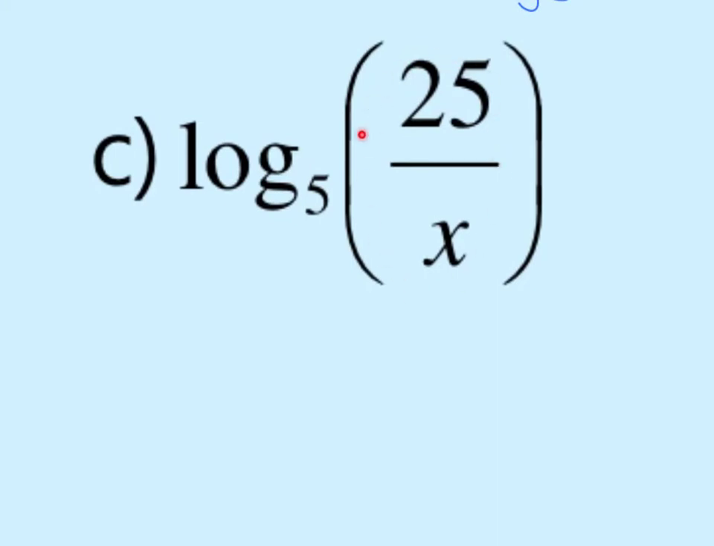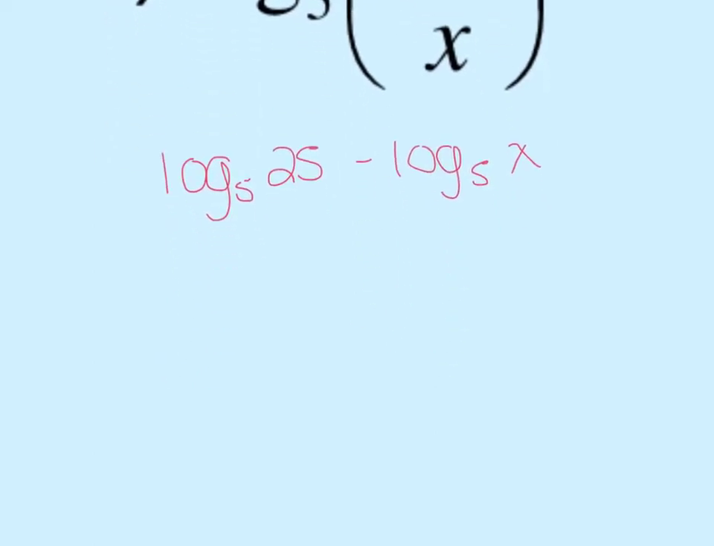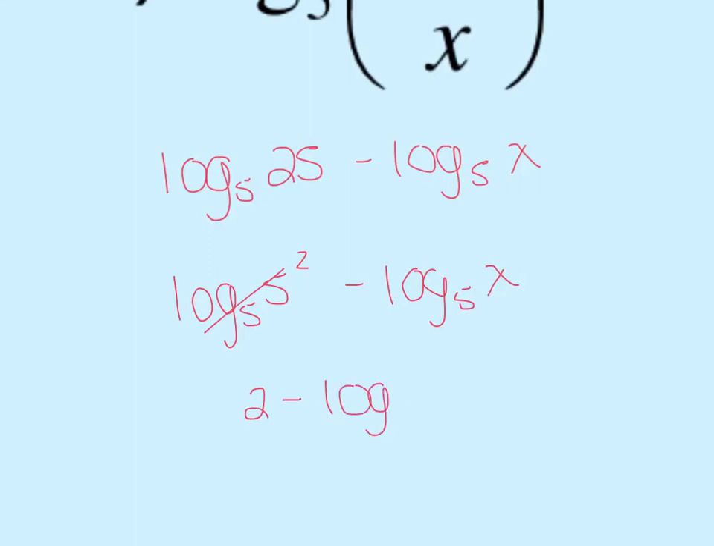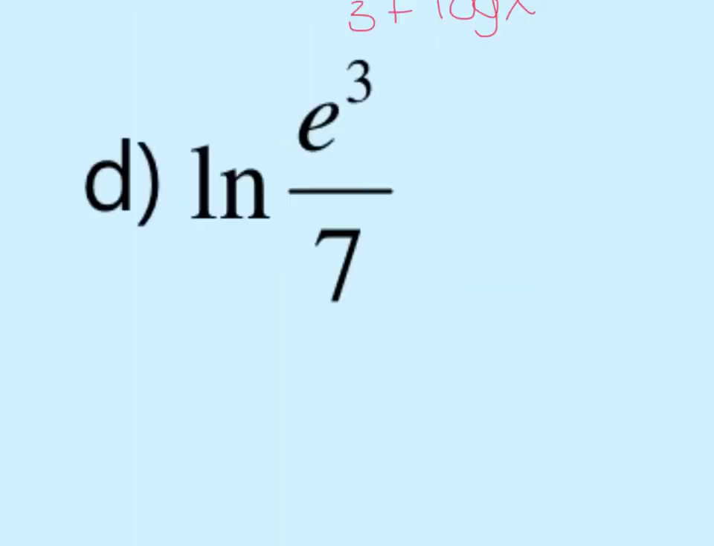Remember division, I used my quotient property. So I'm going to rewrite this as log base 5 of 25 minus log base 5 of x. And 25 can be rewritten as 5 squared. So log base 5 of 5 squared minus log base 5 of x. Now these are inverses, so we're left with 2 minus log base 5 of x.